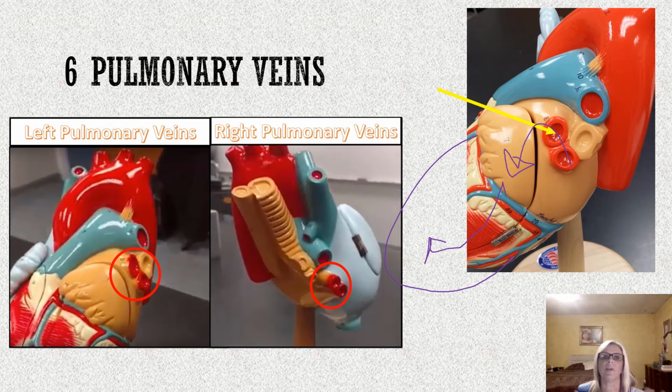The left pulmonary veins go from the left lung to the left atrium, and remember, even though it says vein, this is oxygenated blood. The right pulmonary vein, the blood is returning to the heart from the lungs, going to the left atrium, and again, it is oxygenated.